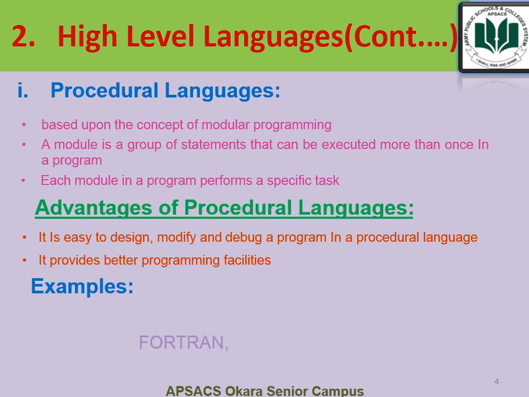Examples of procedural language are Fortran. Fortran was an old language which was used. Then we have Pascal, and C, the C language we will be discussing in this course. Our main focus is the C language, so we will discuss it in detail. Then we have Basic, which was developed before the C language. Basically, Basic is an older language than C.